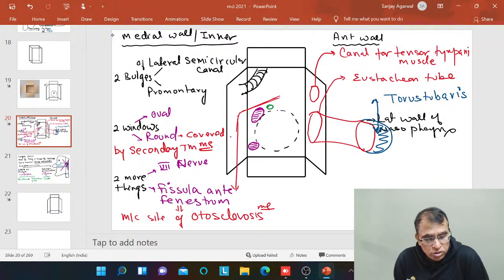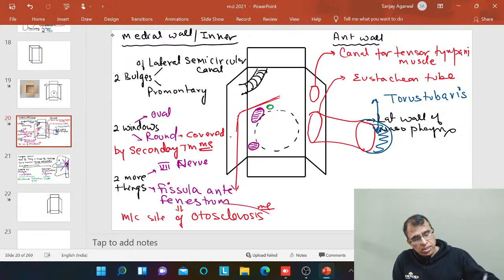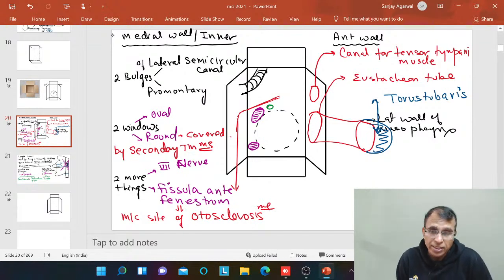So, these two points are very important: the round window is covered by a membrane called the secondary tympanic membrane, and the site of otosclerosis is fistula antefenestrum, the most common site actually. Both are very important MCQs. Otosclerosis is a very important disease. We'll do it today in the evening. And then I'll ask you this question, which is the most common site. So you should be able to tell me otosclerosis is the most common site is fistula antefenestrum. So remember that. So this completes the medial wall also.